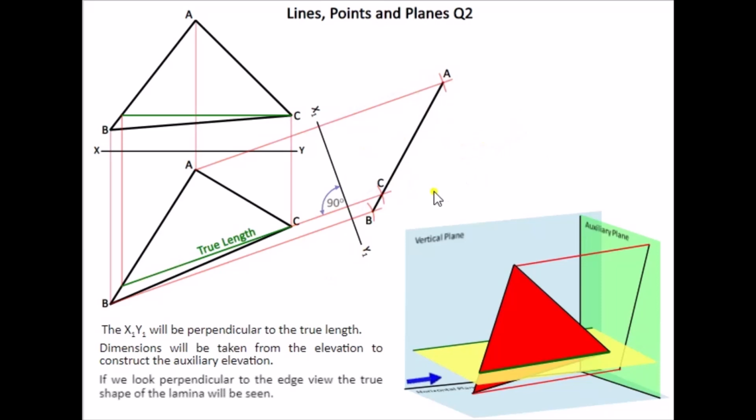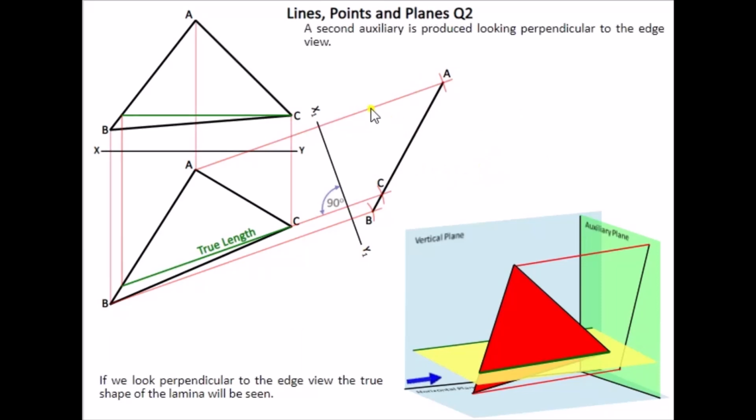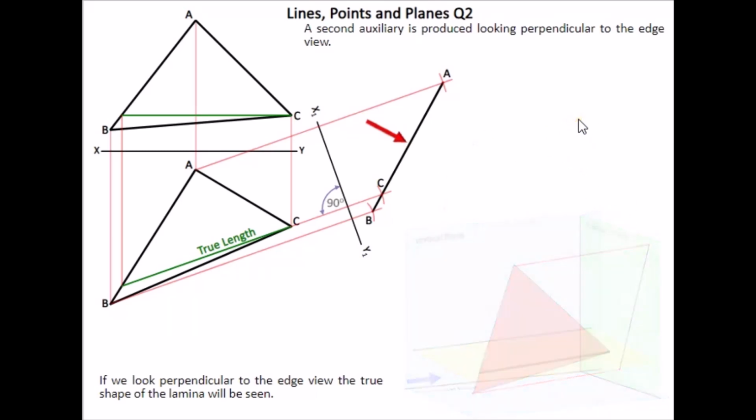Now what we're asked in the question to do is see the true shape of this. The easiest way to see the true shape, once we have it in an edge view, is to look at this at 90 degrees. So the red arrow here shows if we look in at this at 90 degrees and draw our second auxiliary in this location here, we'll see the true shape of this triangle.